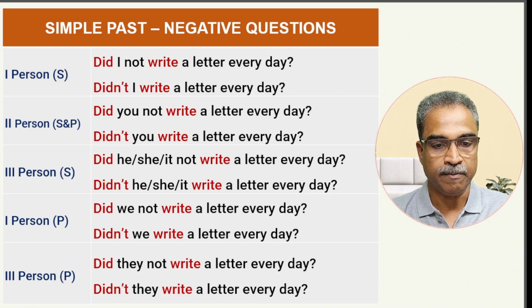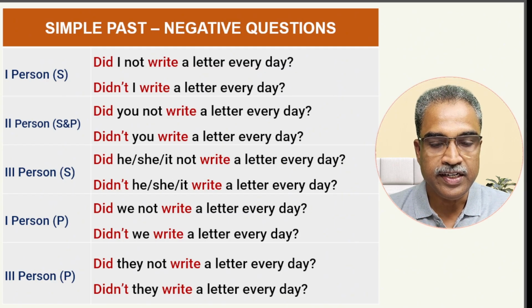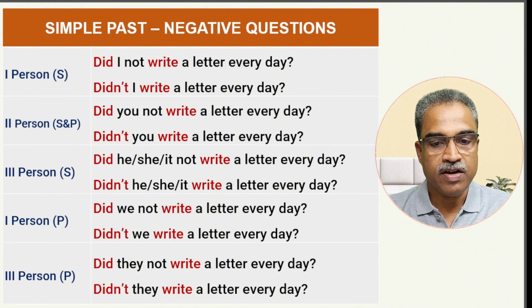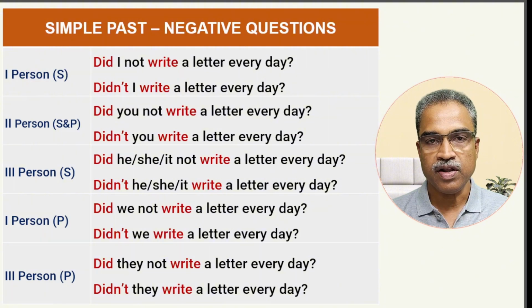We say didn't. So third person, did he, did she, did it not write a letter? Didn't he, didn't she, didn't it write a letter? I hope you catch this format here very clearly. And we, first person plural, when we use, did we not write a letter? Did we not tell you this one? Okay. Or else, contracted form, didn't we write a letter? Didn't we tell you about this earlier?